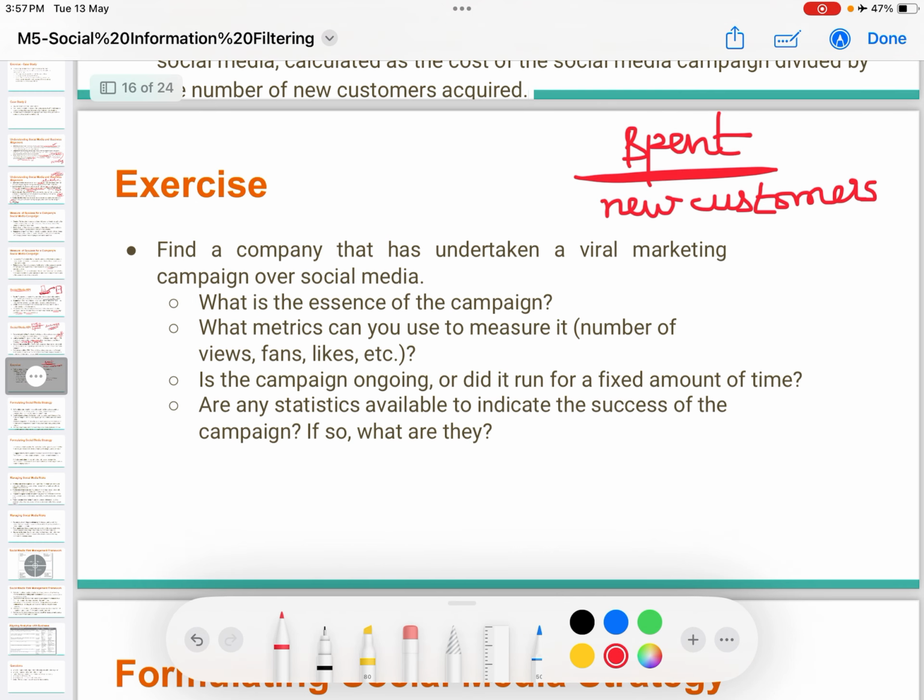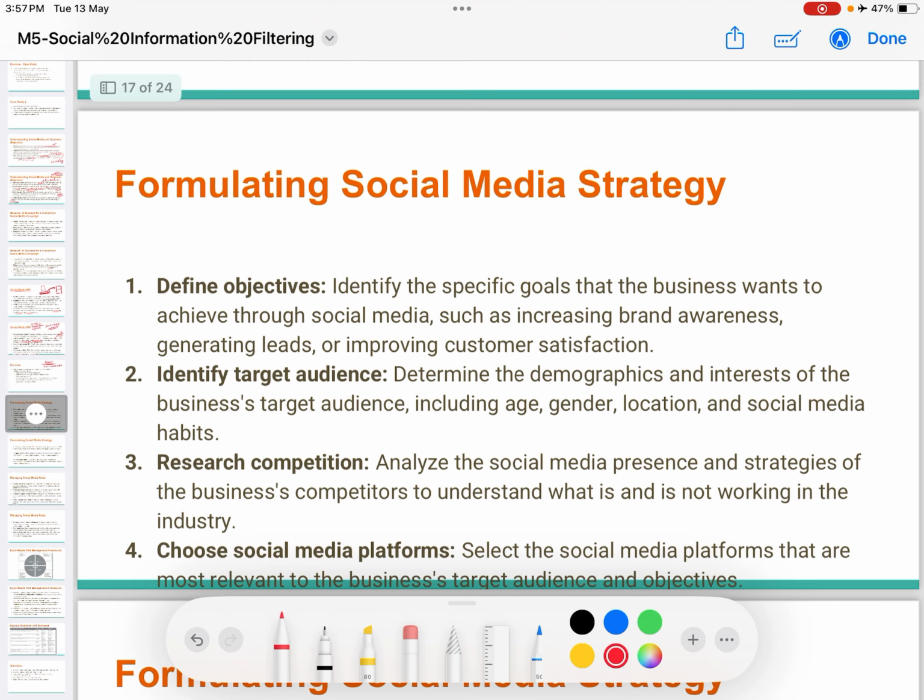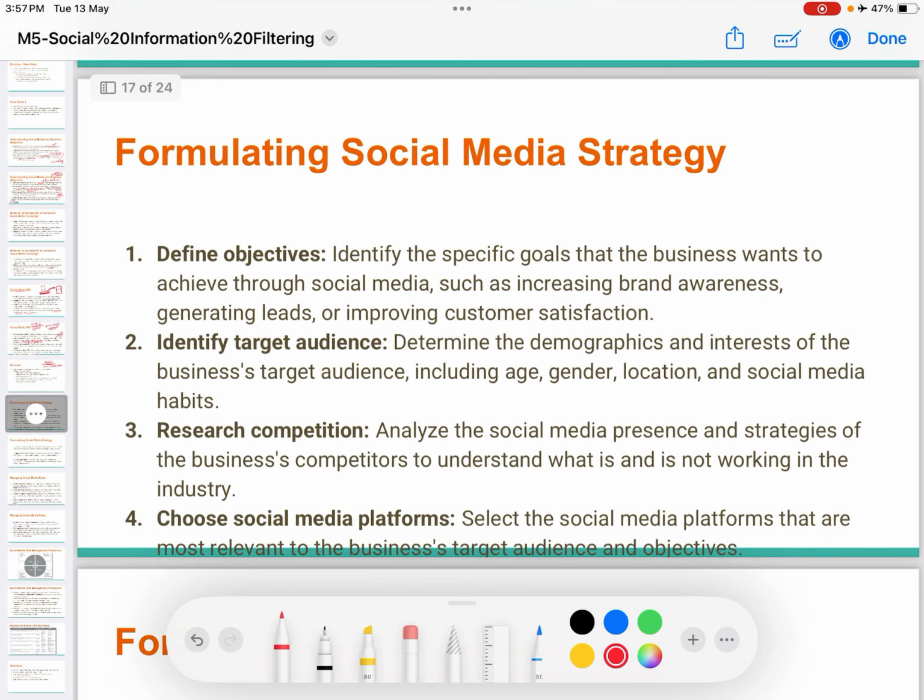Next is this exercise. We'll be taking it in a different video. Next is formulating social media strategies. Number 1 is define objectives.